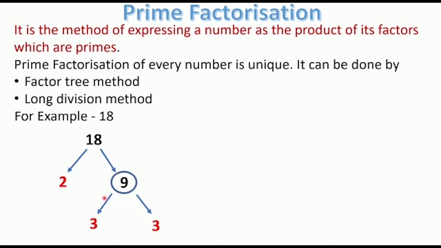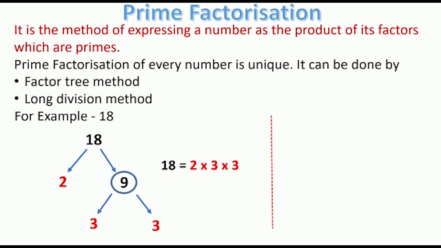So the prime factorization of 18 is 2, 3, 3. Write the prime factorization of 18, children. 18 is equal to 2 into 3 into 3. So the prime factorization of 18 is 2 into 3 into 3. When you multiply all these numbers, you will get 18.